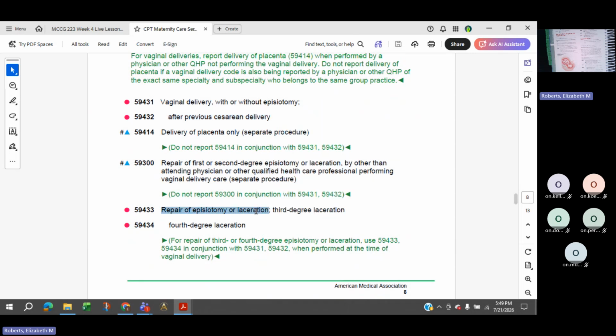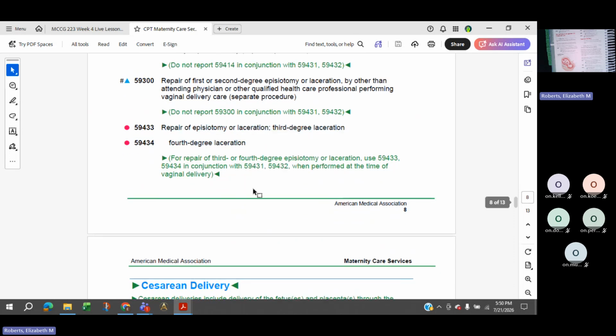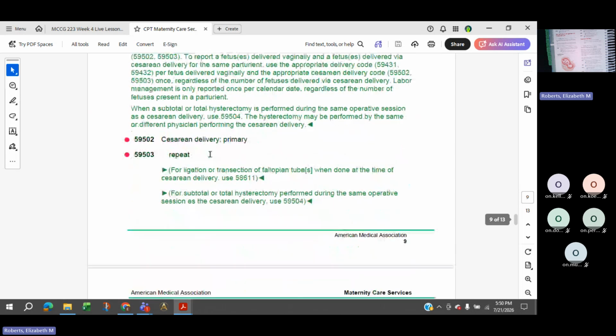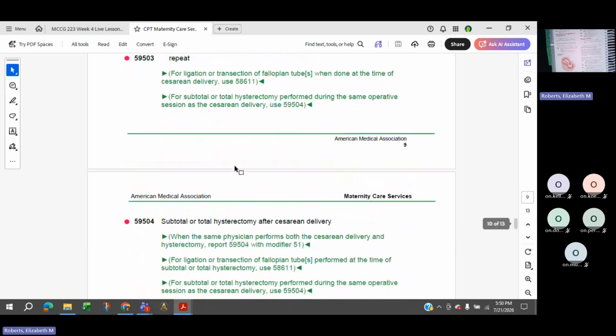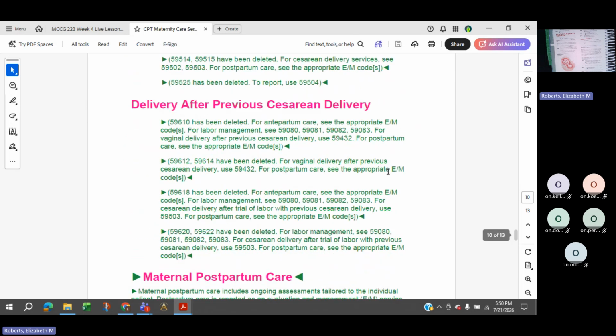You got repair of episiotomies, which is great because in the real world, we see lots of our OBs do repair of third degree and fourth degree lacerations. And there was no way to code for these before. Sometimes they can be severe. So it was really hard to capture that additional work. So now we have these codes for this, which is like amazing. And you have codes for cesarean delivery, primary or repeat. Subtotal or total hysterectomy after cesarean.